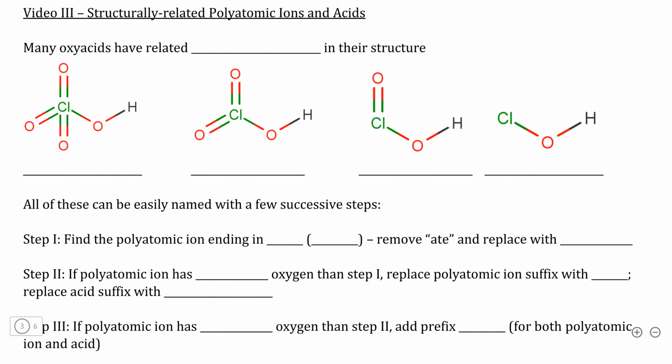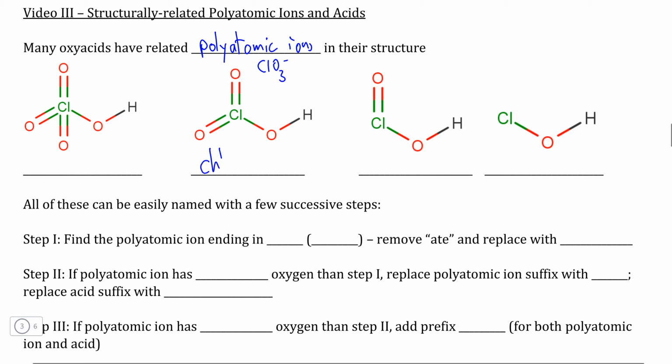In this video, we're going to be learning a strategy to help us to name different oxyacids that all share not identical but similar polyatomic ions within their structure. For example, if we take a look at the second polyatomic ion here, we see that if we remove the hydrogen, the chemical formula for that polyatomic ion is ClO3-, which goes by the name chlorate, and we can treat this as the starting point or as the default for naming the rest of the oxyacids that we see here.